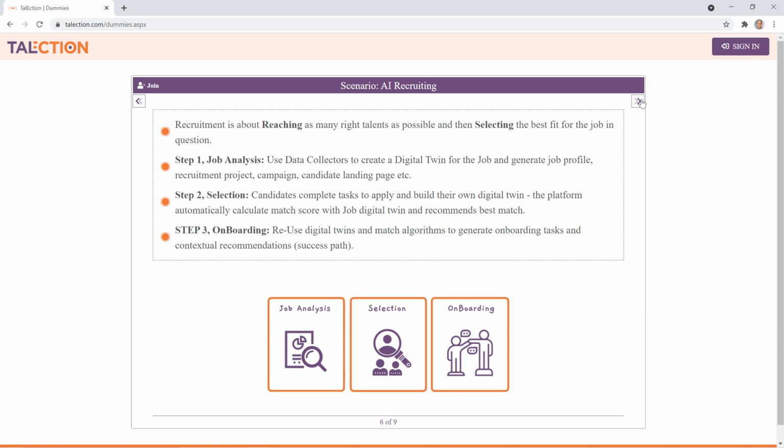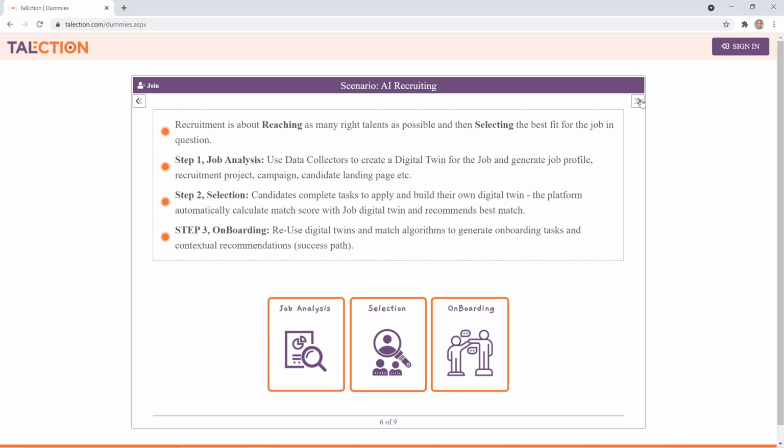Fundamentally, recruitment is about reaching as many right talents as possible and then selecting the best fit for the job in question. We have broken this down to 3 simple steps. Step 1, job analysis. Use the data collectors to create a digital twin for the job and generate job profile, recruitment project, campaign, candidate landing page, etc.